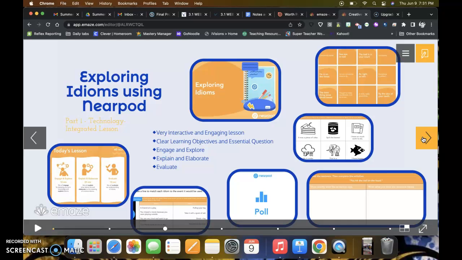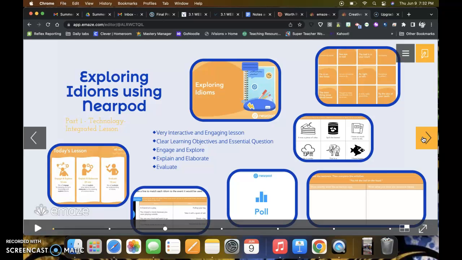The first part, as mentioned, was a technology integrated lesson that I did with my class. I teach fourth graders, and 85% of them are EL students. I get the EL cluster. The technology tool that I used was Nearpod. I started playing around with this tool the first week of class, and I really liked it. So I decided to give it a try.